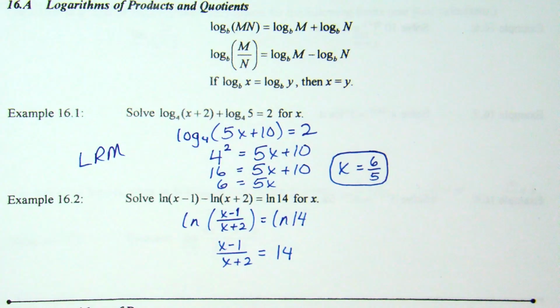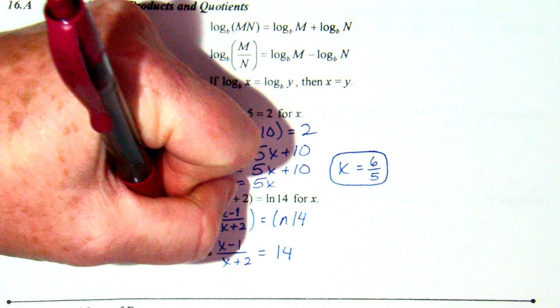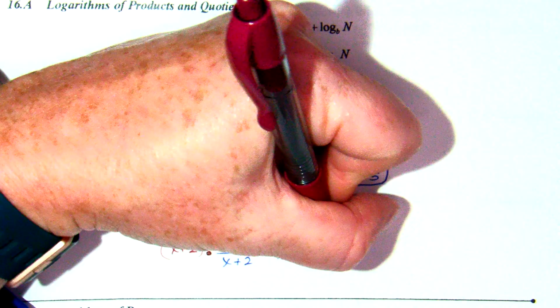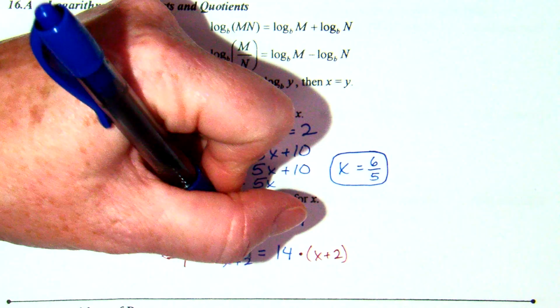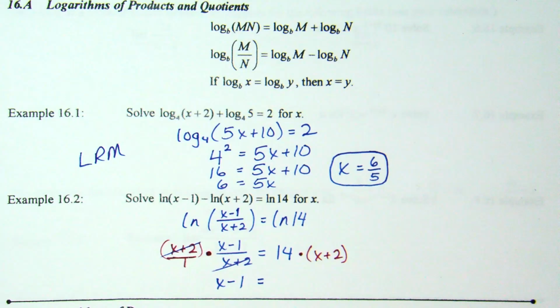Multiply by x plus 2. Okay, I have a fraction. I don't want a fraction, so to get rid of a fraction, multiply by the denominator. So I'm going to multiply by x plus 2. What I do on one side, of course, we're going to do on the other side. The whole point of multiplying by x plus 2 on the left is that the x plus 2's will cancel. X minus 1 equals, what's 14 times x plus 2? 14x plus 28.